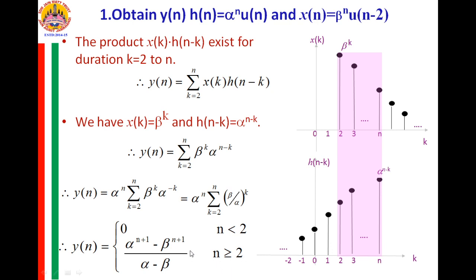So if you want, you can also write this as yn is equal to alpha raised to n plus 1 minus beta raised to n plus 1 upon alpha minus beta into u of n minus 2. In terms of unit step function also you can write yn. That is optional.